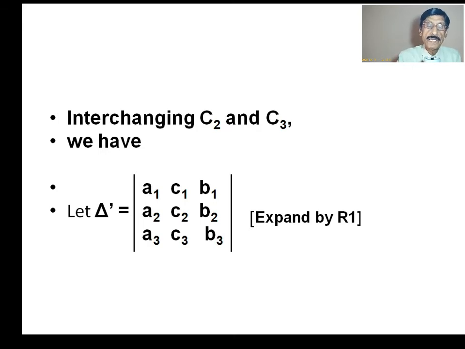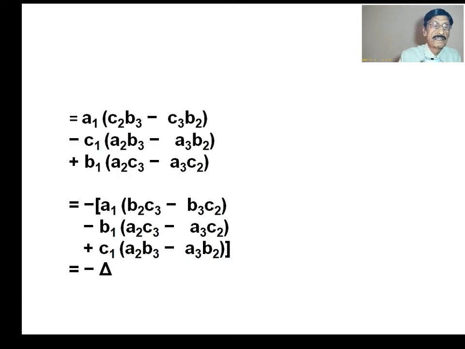That means A1, C1, B1. That means the second column has been placed in the third column, and its value has been calculated. Now taking B1 and C1 as common, we get the same result, but it is negative. So delta is equal to minus delta.